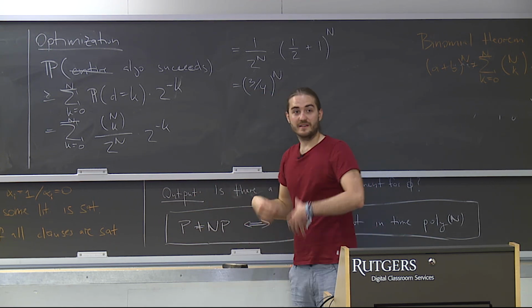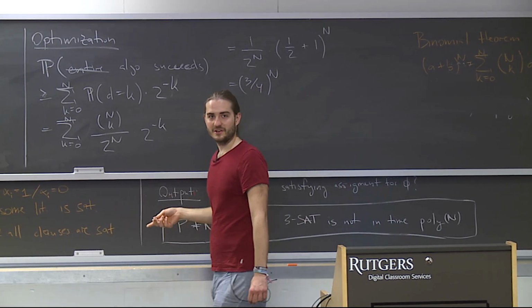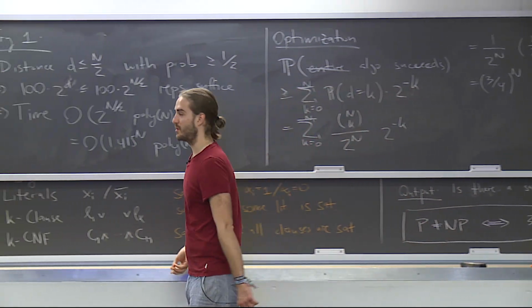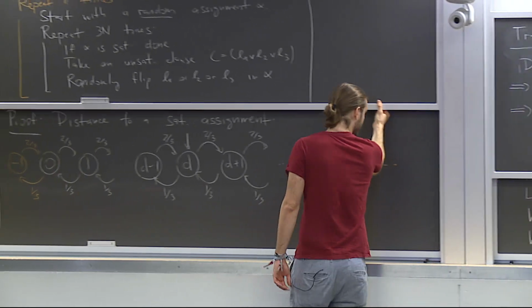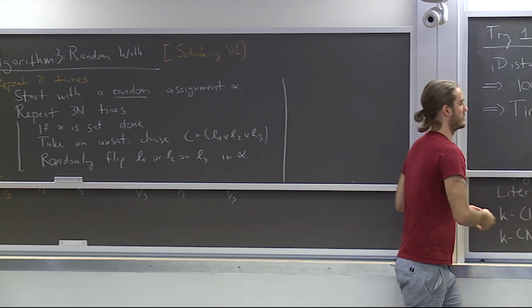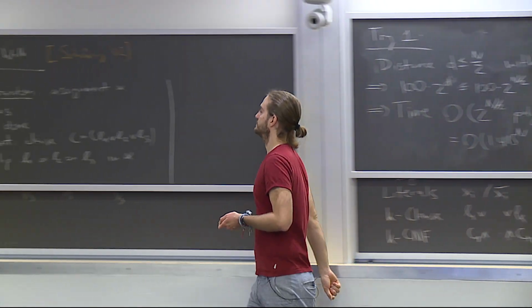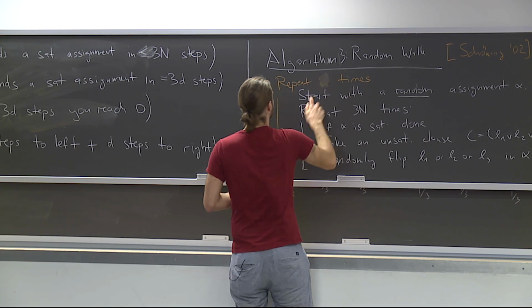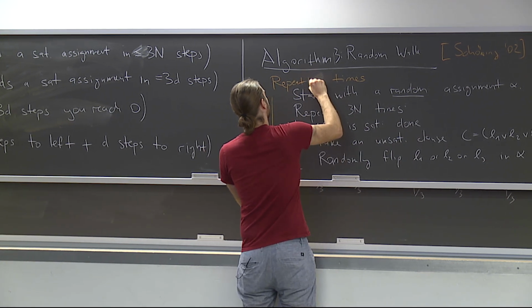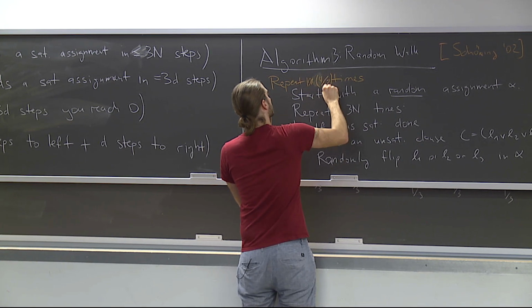So actually the entire success probability of the loop is not just 2 to the minus n, but it's actually 3/4 to the n. So what you can put here in the end, which finally completes the algorithm, is this 4/3. Say 100 times 4/3 to the n.